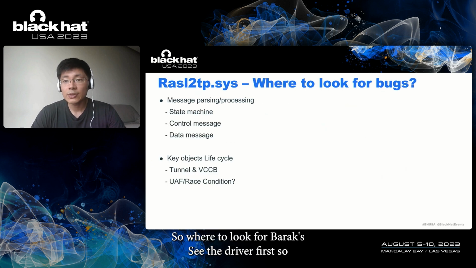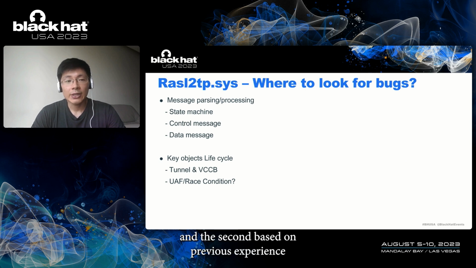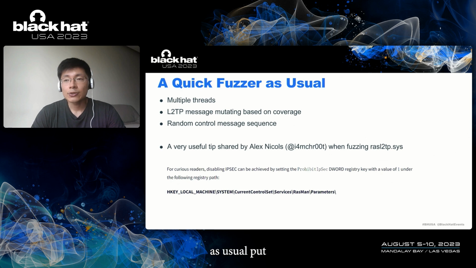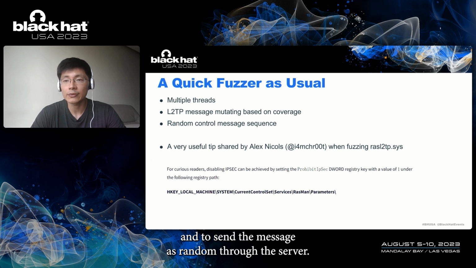So where to look for bugs in the driver? First, we can try message parsing and handling, including the L2TP state machine. And second, based on previous experience, we'd also like to try UAF and race conditions. As usual, we'll develop a simple fuzzer to start. It uses multiple threads, mutates L2TP messages based on coverage, and sends messages randomly to the server.